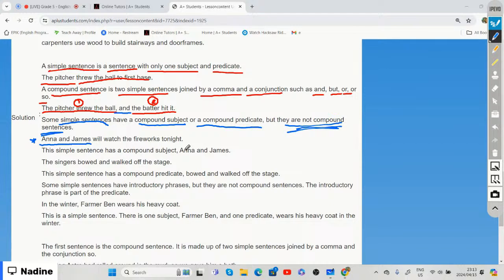And then if we look at a compound predicate, basically two verbs, then we can say the singer bowed and walked off the stage. So it's showing that the singer did two things, right? The singer bowed, which is an action, and walked off the stage. So there are two actions done within that sentence.